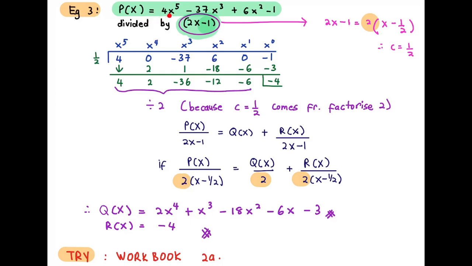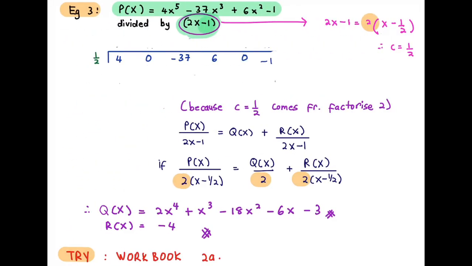P(x) is equal to 4x to the power of 5 minus 37x cubed plus 6x squared minus 1. Now you want to divide it by 2x minus 1. Okay, so this is linear because x is power of 1. However, in order to find the c, we need to do some adjustment. From 2x minus 1, first let's factorize out 2 outside. Therefore, you're left with x minus c. So let's solve this. x minus half equal to 0. Then you will get your c. c is equal to half.